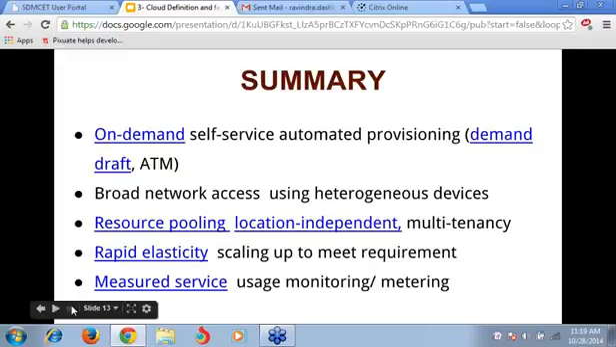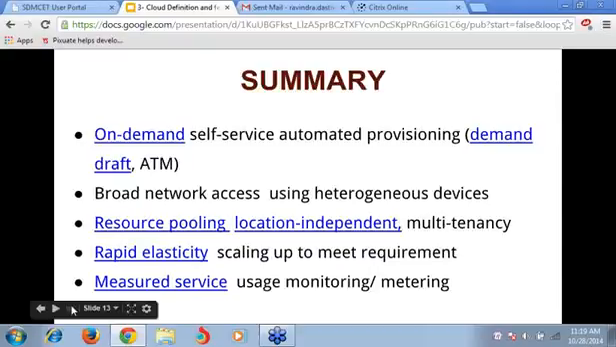Resource pooling, I told you, whenever there is a demand, the cloud computing service provider will put together all the resources wherever they are and meet that particular demand. And location independent, what it actually means is you can access your resources from India, from your home, from your office, or even if you go to a spaceship, cloud computing resources are accessible.